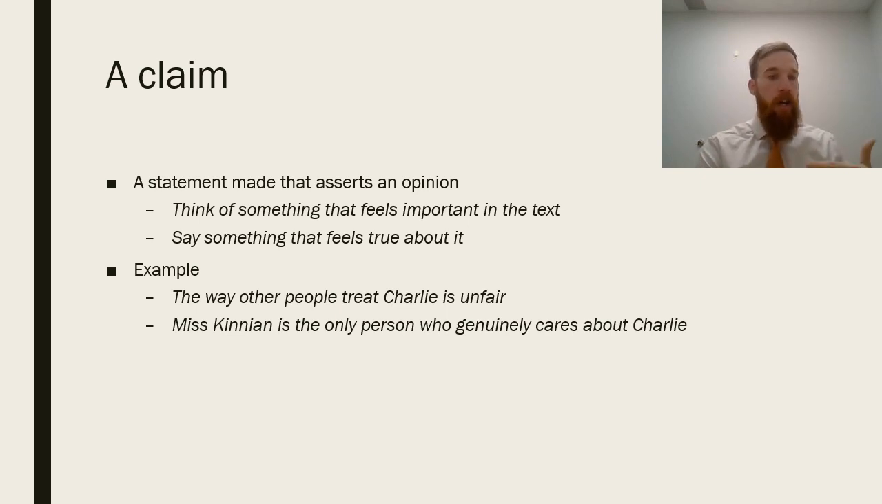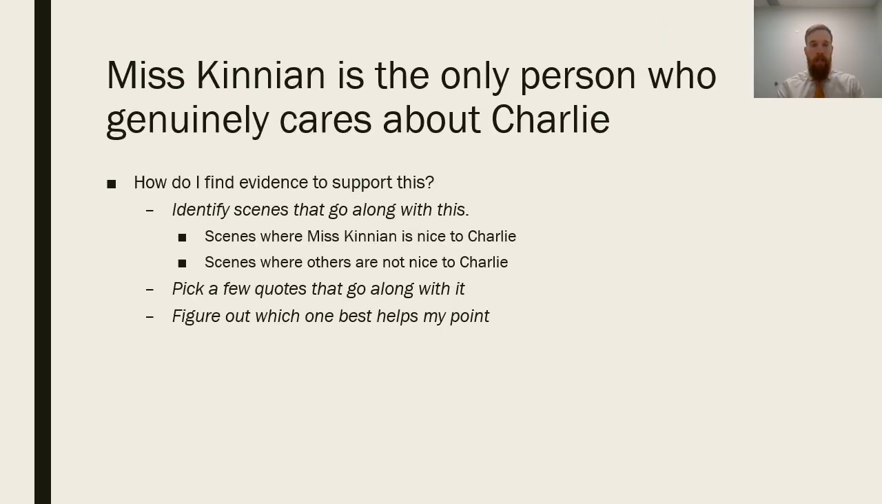Some examples: the way other people treat Charlie is unfair. Miss Kinnian is the only person who genuinely cares about Charlie. Both of those are claims that I could make. I could support them with things happening in the text. I could make an argument about it and someone might be able to disagree with me. That's a good question to ask yourself to clarify if it is or isn't a claim. If someone can disagree with you and have a different opinion about it, then you've probably got a claim.